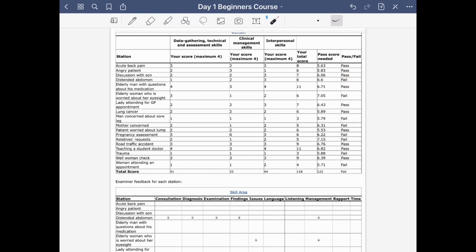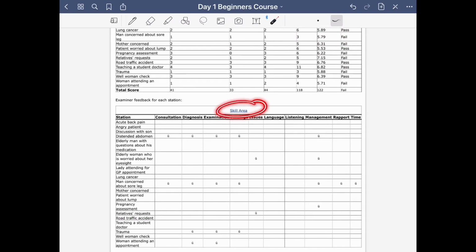Now, to understand what skill areas he was lacking so that he failed this station, you need to move into the skill area section of the report card.